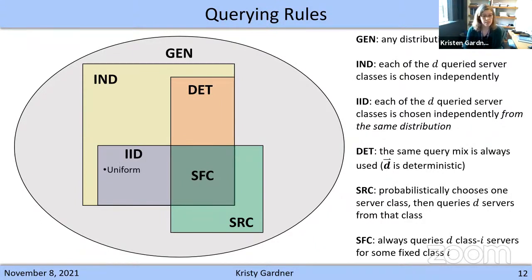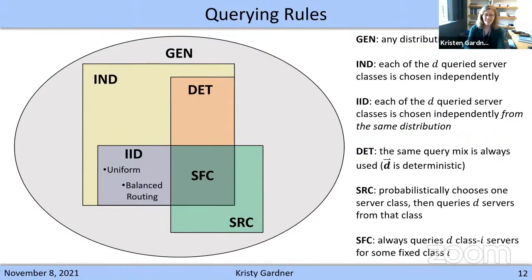One of those policies is uniform. The uniform querying rule chooses every server with equal probability. This is the querying rule that's used with policies like JSQD or SEDD. There's also what we will call the balanced routing querying rule. This is the querying rule used by balanced routing, where the probability that a server is chosen to be a part of the query is proportional to the server's speed.